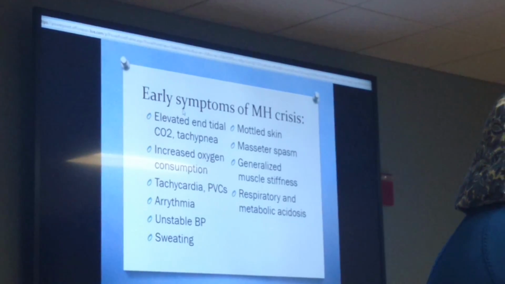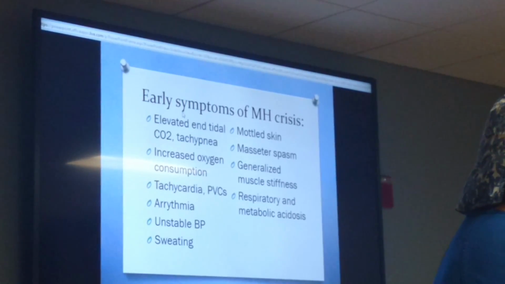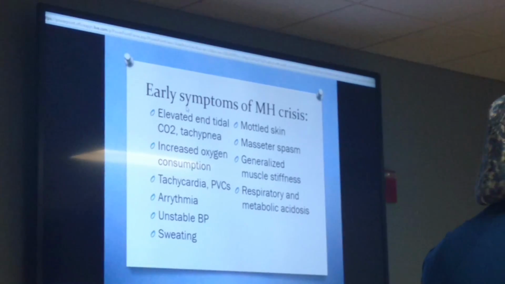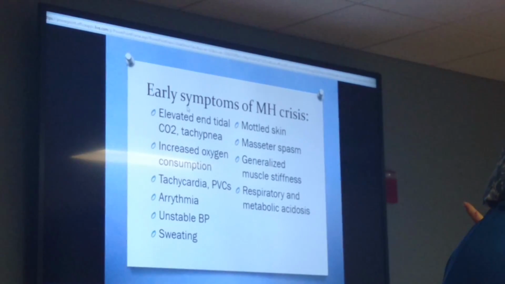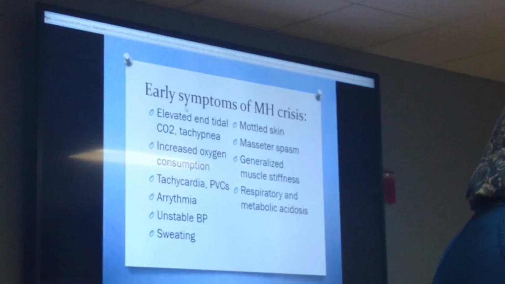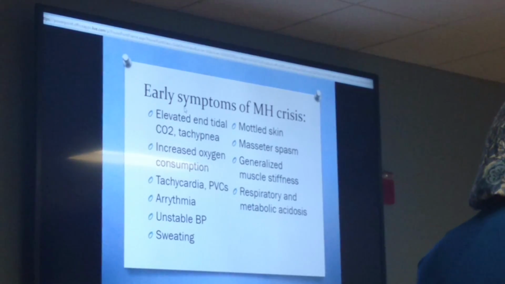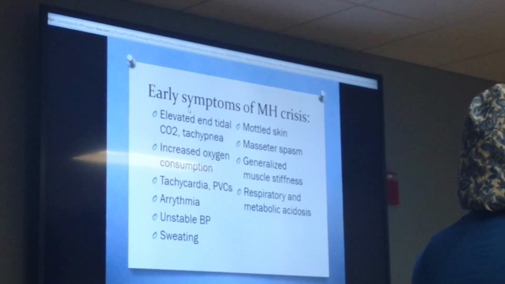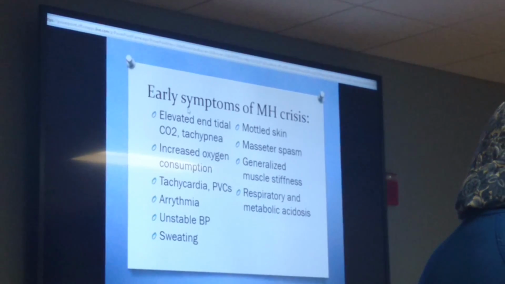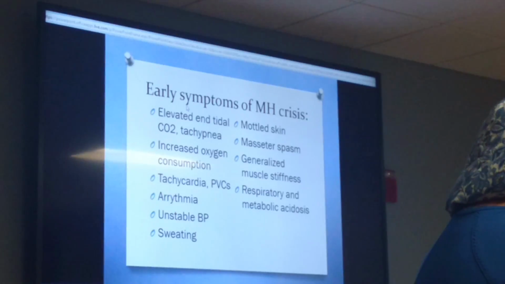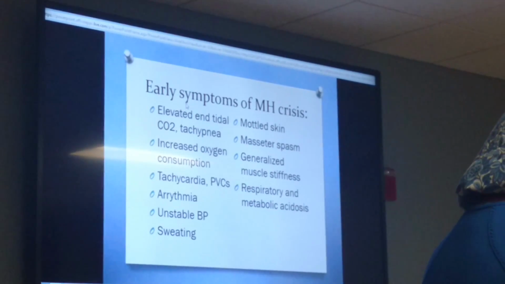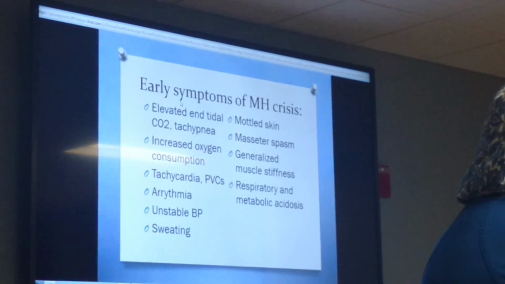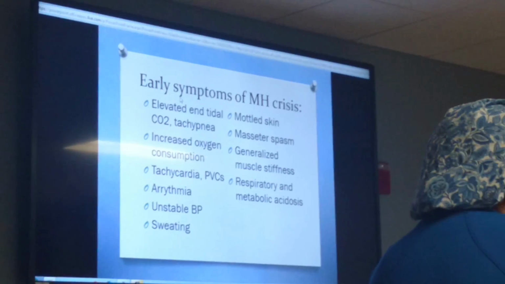So you can get tachycardia, PVCs. Tachycardia is the answer. I know I passed out a test, and the right answer is tachycardia. You have arrhythmias, unstable BP, sweating, skin changes, masseter spasm. Back in the day, that was one of the things we looked for too. If the jaw muscles right in here got really tense and tight, they began to suspect that something was wrong. Also generalized muscle stiffening and respiratory and metabolic acidosis. Those are early signs.